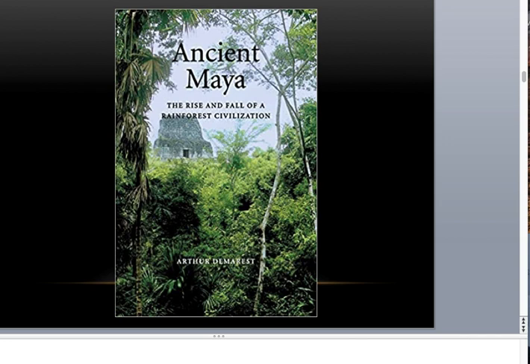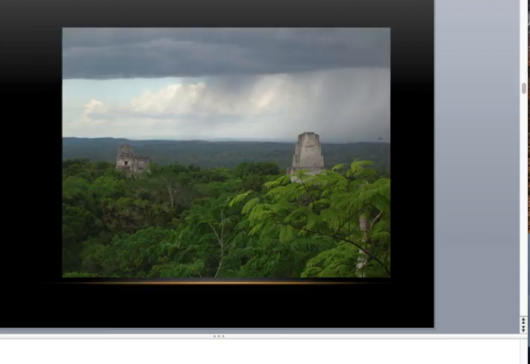Most of the Maya civilization was placed, as you could see from the earlier slides, in rainforest. And so they had a lot of particular challenges in their day. With a tremendous amount of rain, they had to figure out how to move huge amounts of water, as well as how to farm in this sort of an environment.